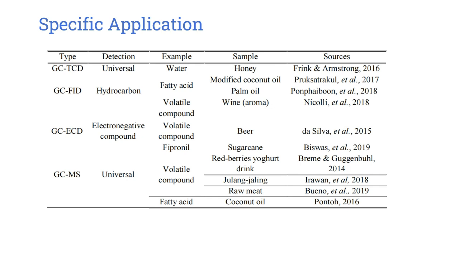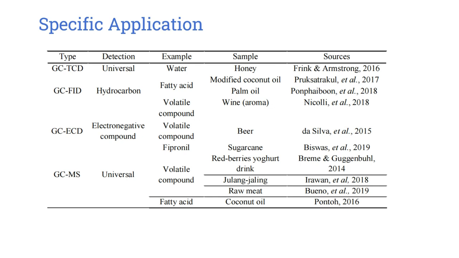Let's talk about the specific application. TCD is a general-purpose detector that can detect both organic and inorganic substances in food analysis. TCD, coupled with HSGC, is used for the determination of water in honey. Next, FID is considered to be a versatile detector. However, FID has high sensitivity for carbon-containing compounds and lower for carbon-free compounds. And FID can detect fatty acids in food.